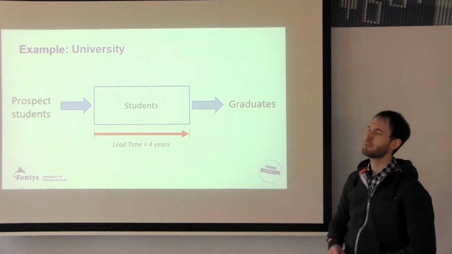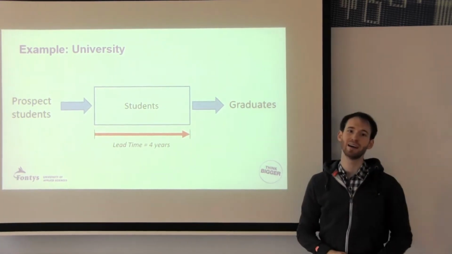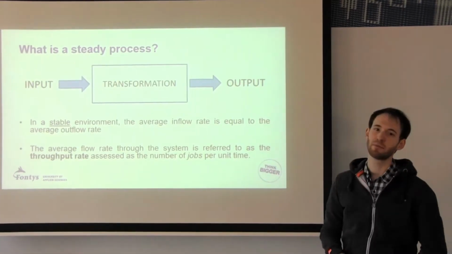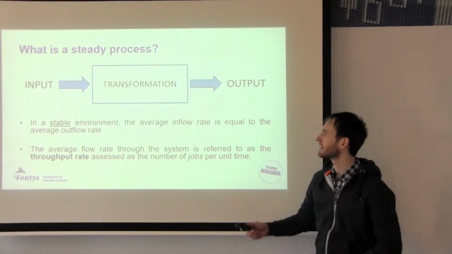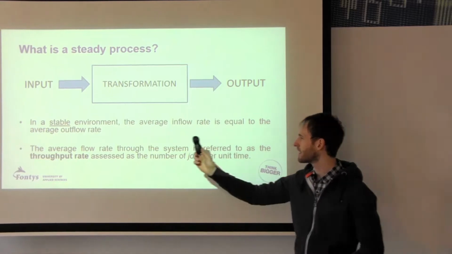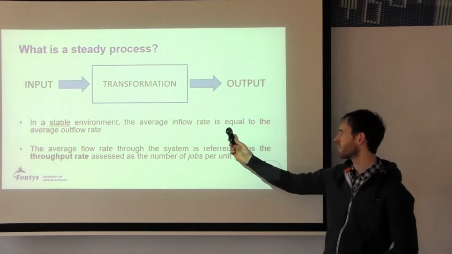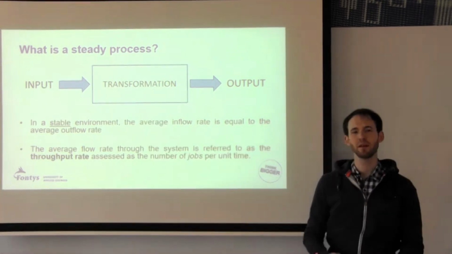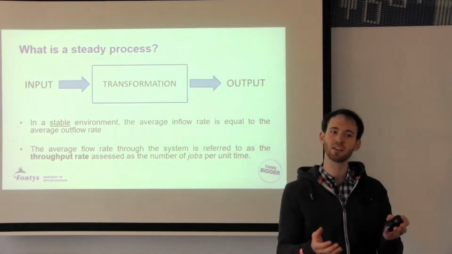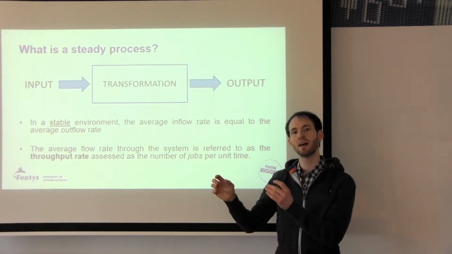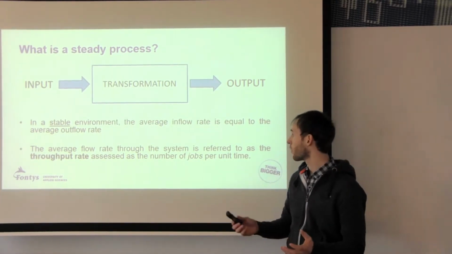So, the outputs are, of course, you as graduates. So, what is a steady process? This is now another important idea. Well, it's still inputs, transformation, outputs, but in a stable environment, the average inflow rate is equal to the average outflow rate. This simply means in a steady system, you get material or hours in, you transform them, and the same is also going out basically.